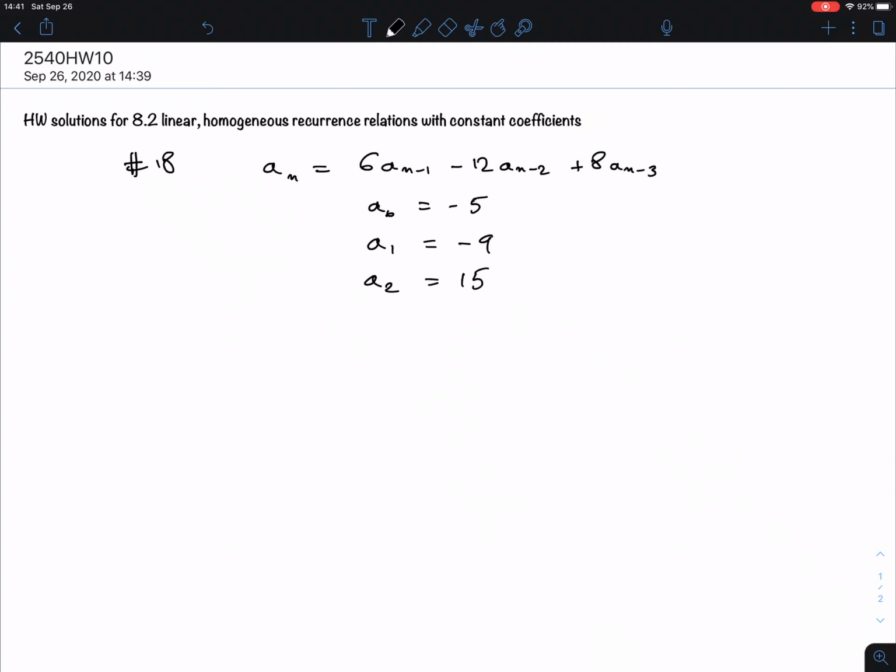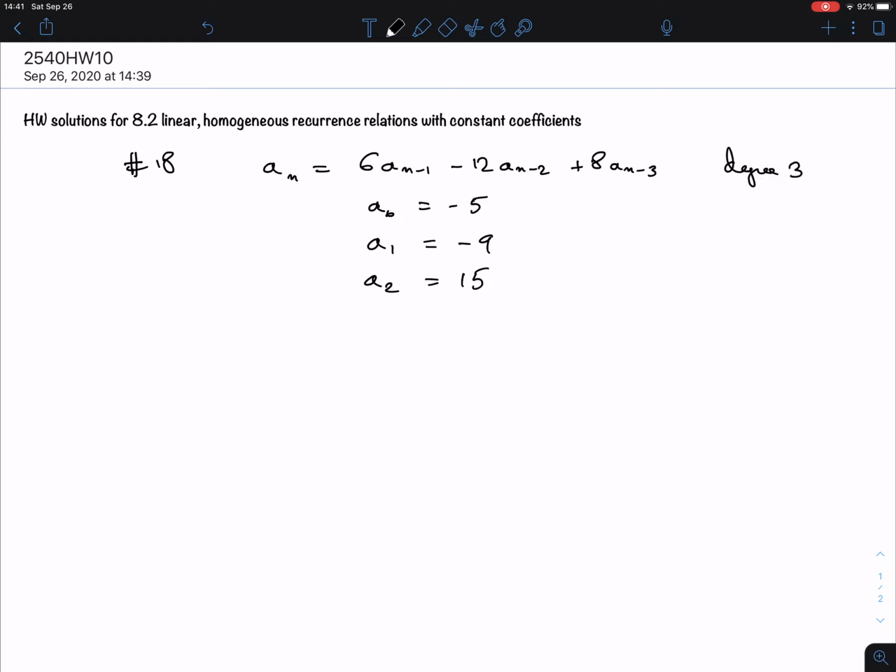Hi guys, I want to do now a solution for the second part of our 8.2 where we looked at still homogeneous but of arbitrary degree. And so here the first example was number 18, and that was this recurrence relation. So we see that this has degree 3.